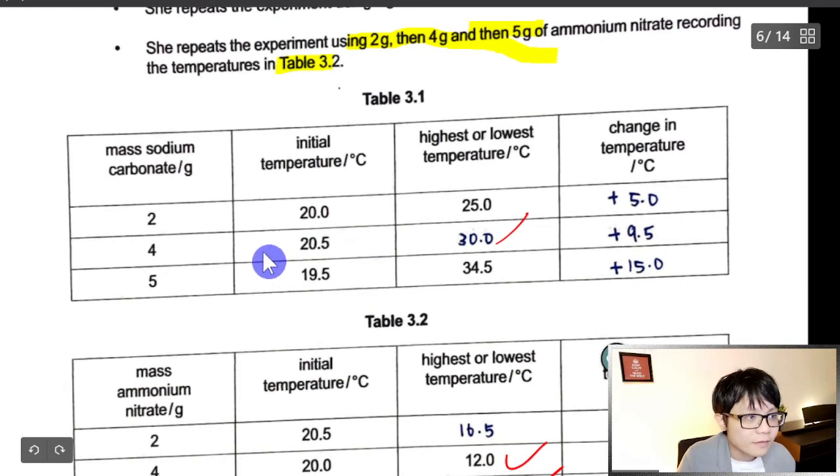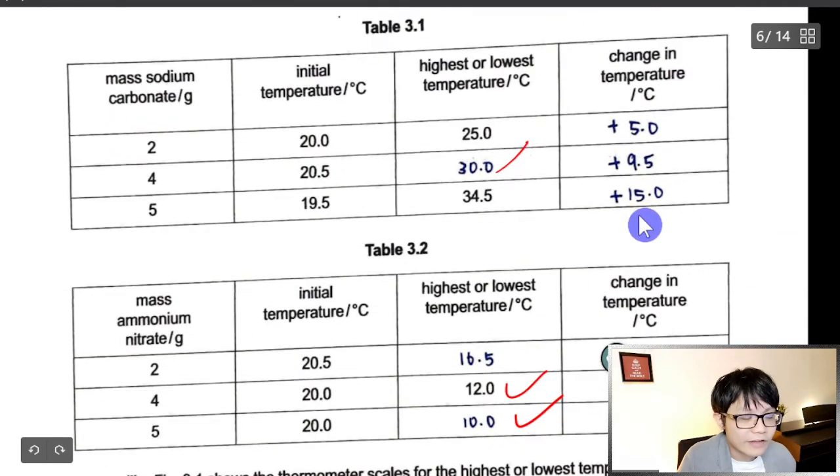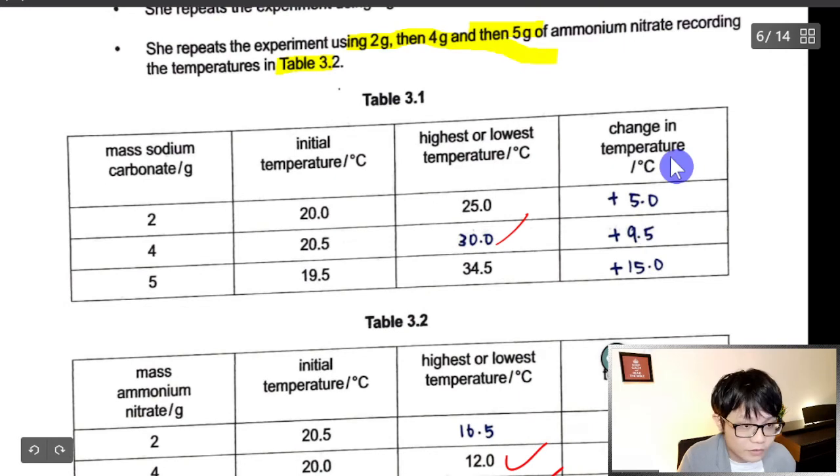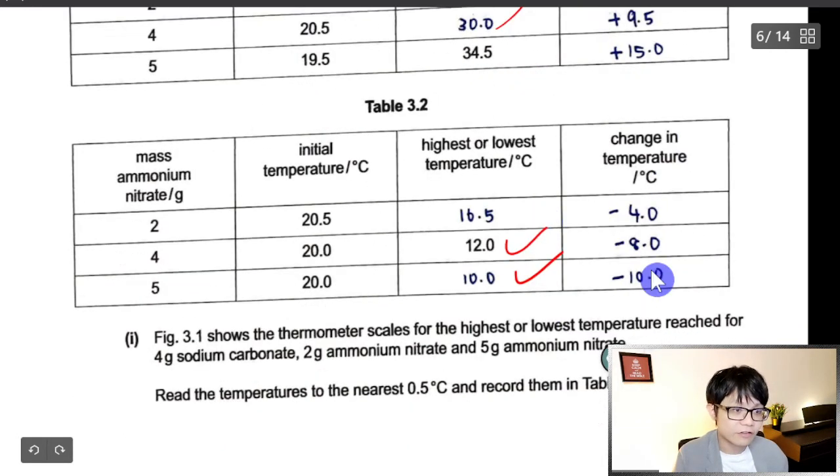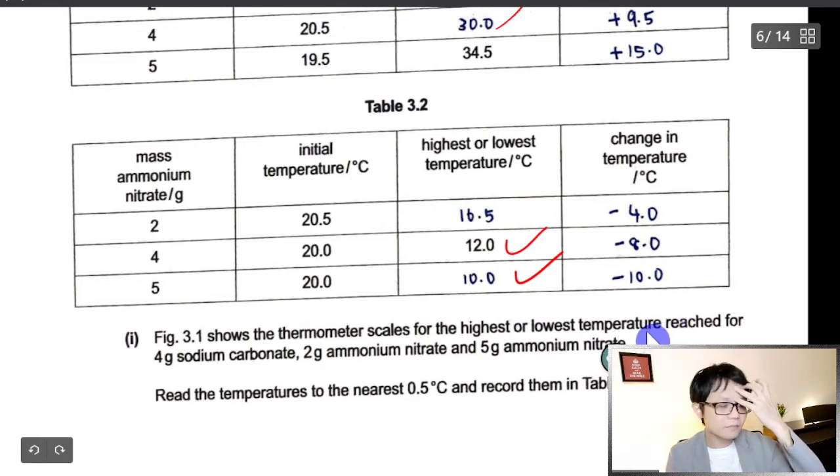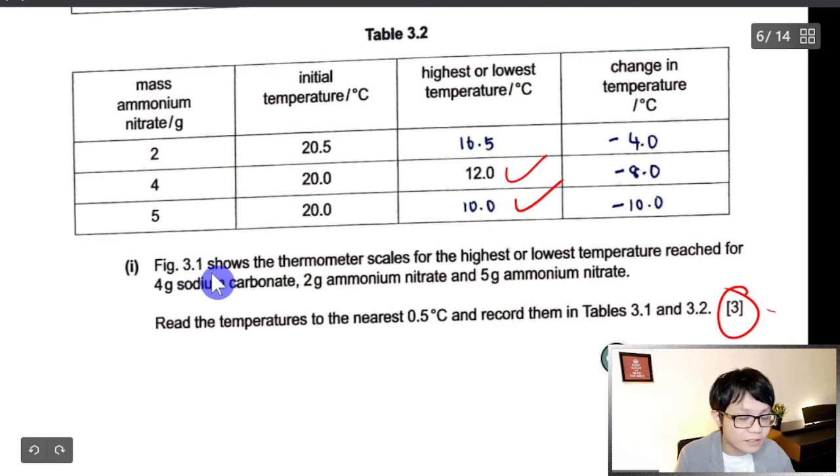Mass of it and this one so on. So we can see this one is an exothermic process because the surrounding temperature increases. This is an endothermic process where the surrounding temperature decreases. And let's look at the question.